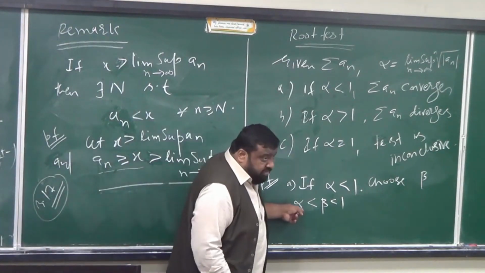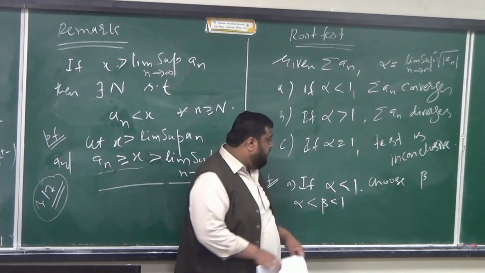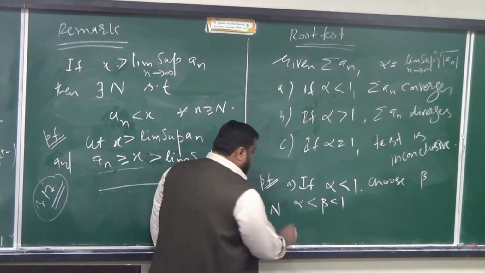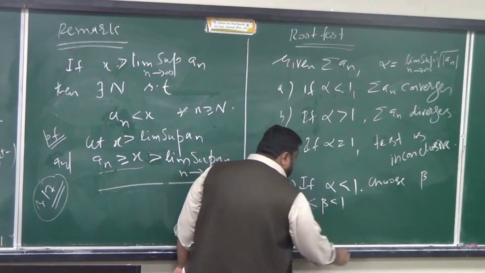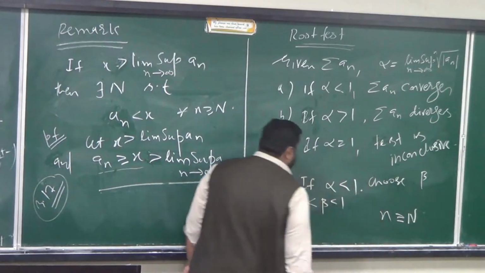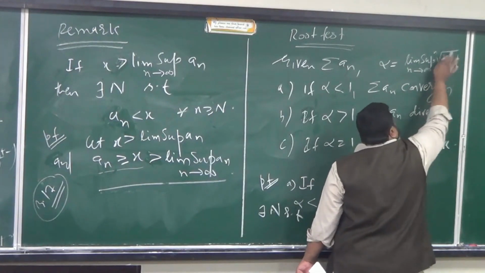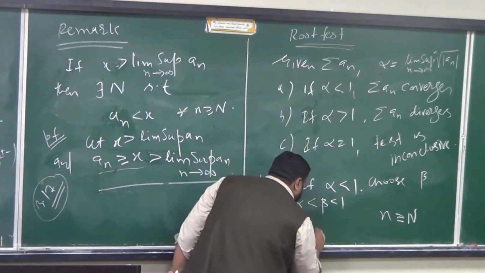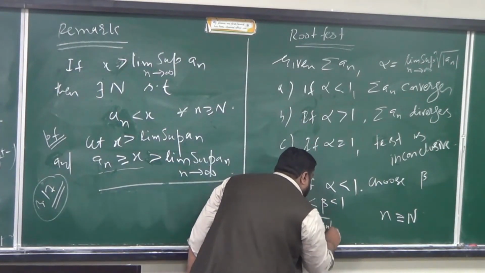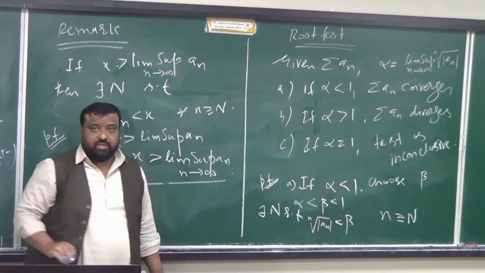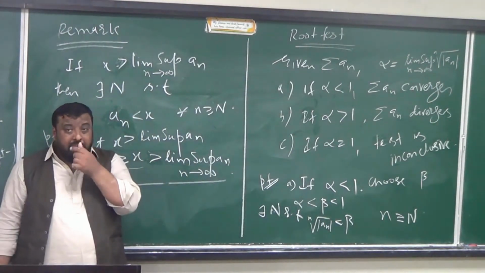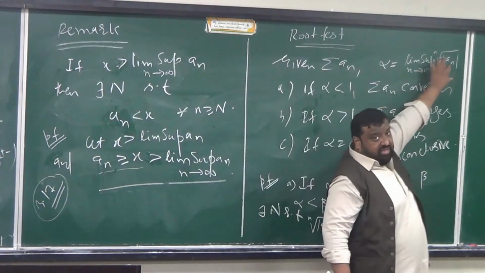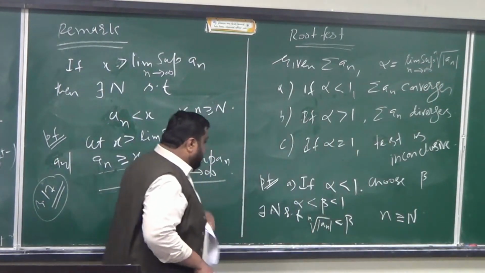So again, alpha is the limsup and it is smaller than beta. So this means that there exists some instant n such that after that instant, the limsup of this, in other words, this guy, is going to be smaller than beta. In other words, the nth root of the absolute value of an is smaller than beta. That's what is going to happen, because now your an is like this guy.